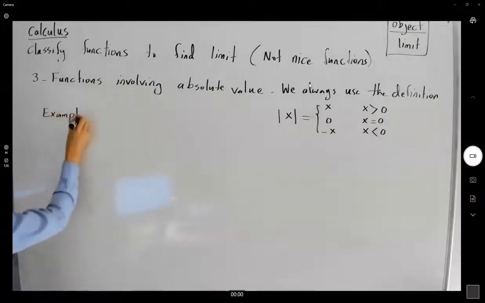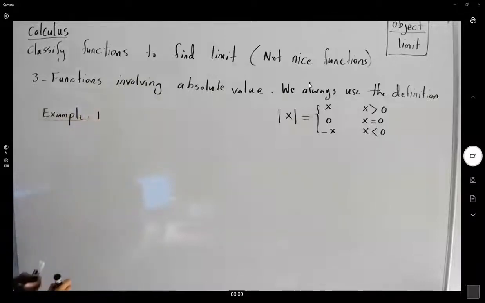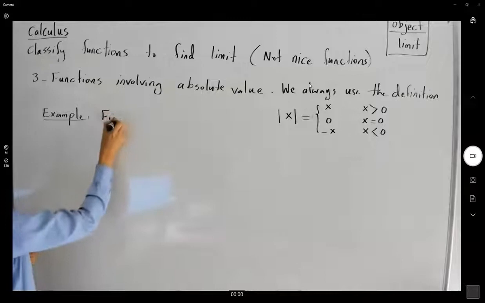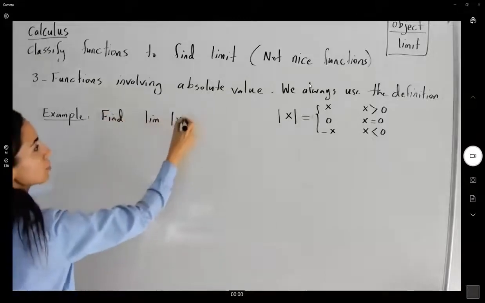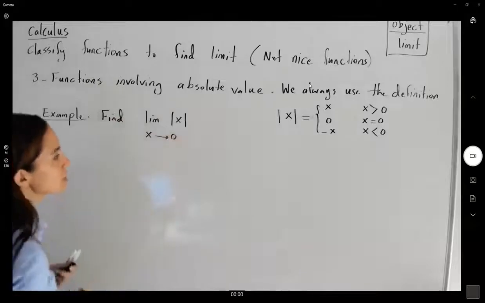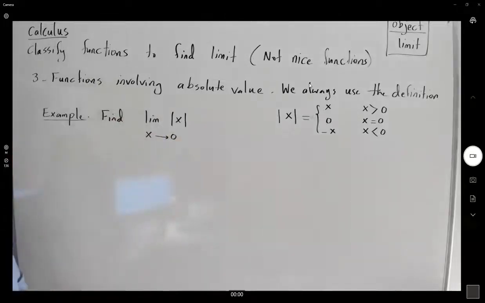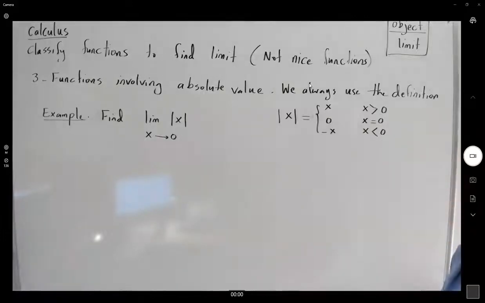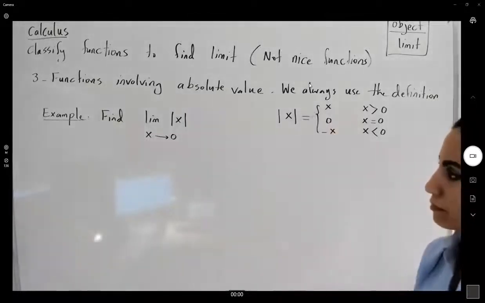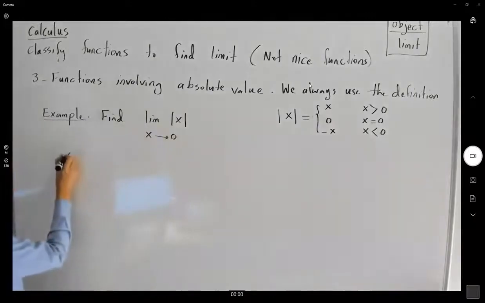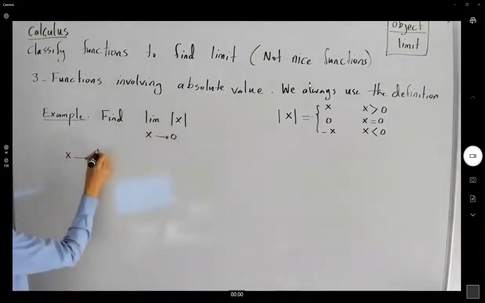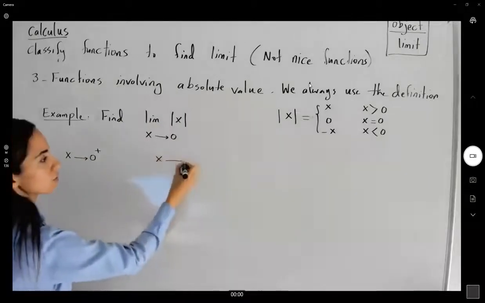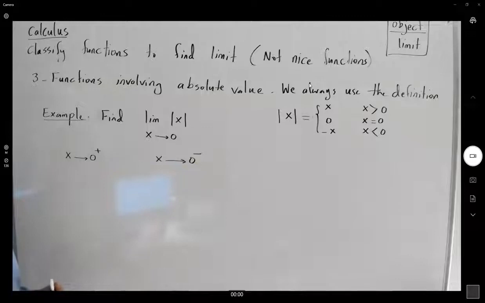Example 1. Suppose question says find the limit of absolute value of x as x approaches 0. Okay, there we go. We're going to use the definition of absolute value. As x approaches 0, we have 2 things to investigate. X goes to 0 from right-hand side. X goes to 0 from left-hand side.